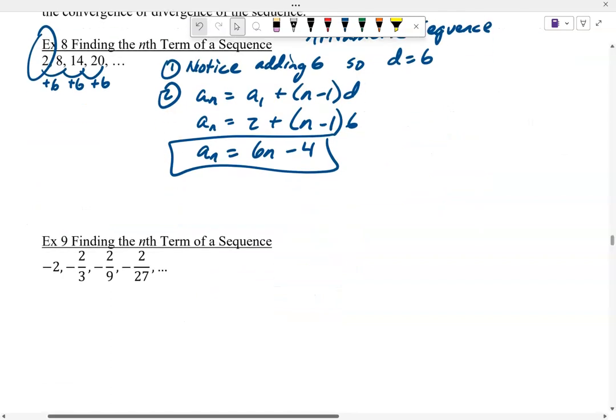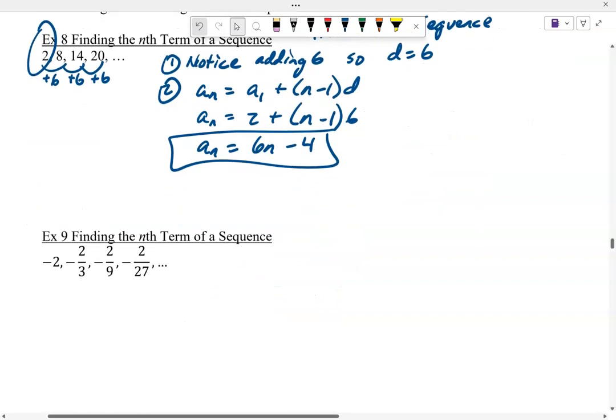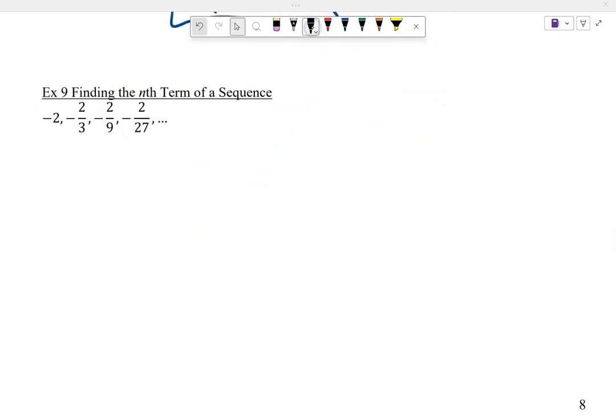All right, let's try this one now. Oops. Well, we actually did this one earlier, this exact sequence. Can you see how it's being multiplied by 1/3? Oh, I think the other one was actually negative 1/3. It's multiplying by 1/3 each time. That's 1/3, right? So we have a common ratio. So this is a geometric sequence.